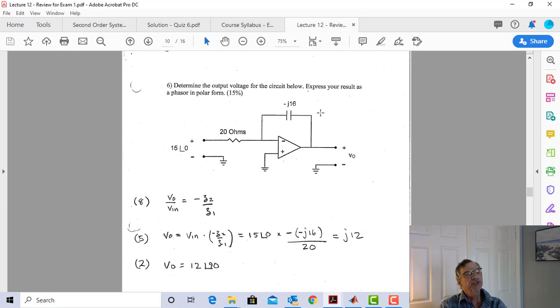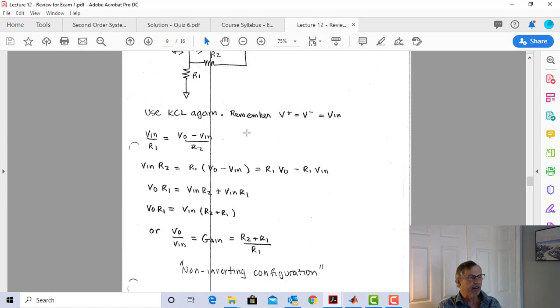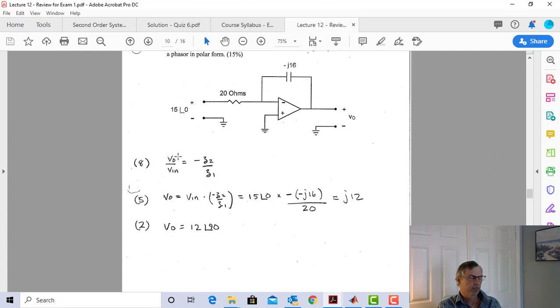Okay, so we've got an inverting op-amp topology. Z2 is minus j16. Z1 is 20. So I'm going to use the formula for the inverting op-amp, and I'm going to get Vout over Vin is just negative Z2 over Z1. Do this on the exam. Recognize the topology, and then use the equation. Don't rederive it. Just use it.